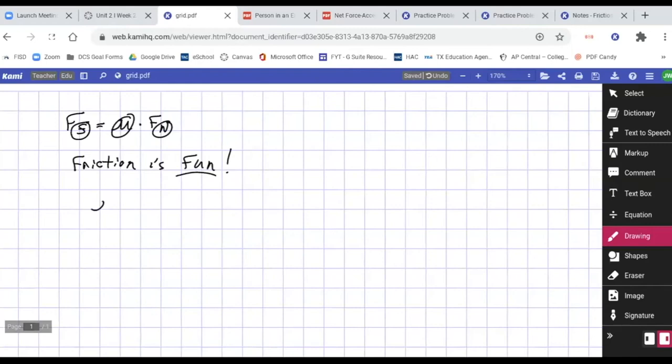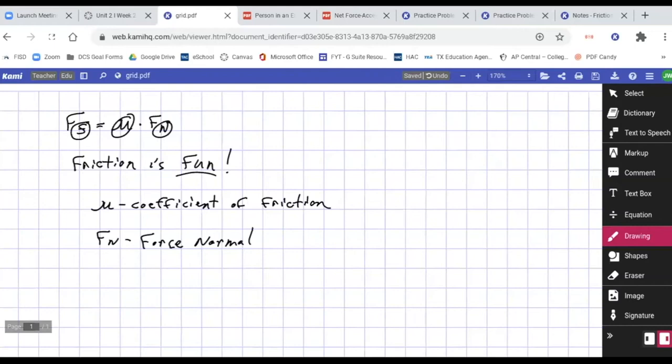This Greek letter mu, it looks like a U with a tail on it. That is the coefficient of friction. And then we know that Fn is force normal. So if it has force normal as a part of its equation, that should tell us that friction is a contact force. Without contact, you've got no friction, because without contact, you've got no force normal.